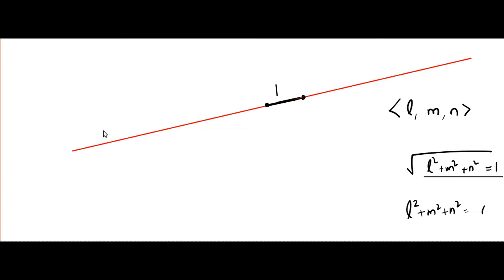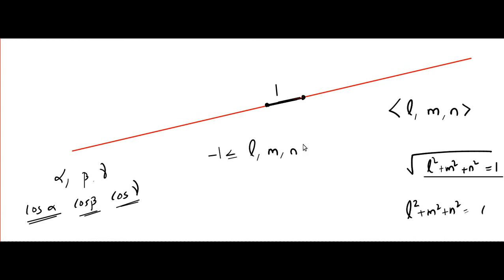Now another interpretation, suppose we calculate the angles made by the line on the x-axis, y-axis, z-axis. And if you take cos of these quantities, voila, you will get the same thing, L, M, N. That means cos alpha will be L, cos beta will be M, and cos gamma will be N. And this tells me another thing. These values will always be between -1 and 1.